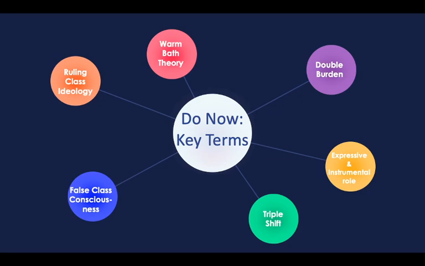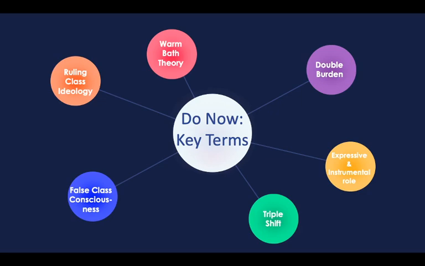So be careful not to get too confused. A lot of people think the double burden is domestic work and emotional work. It's not. It's domestic work and paid work. So the expressive and instrumental roles. The expressive role provides care, love, and affection, security, and all the necessary emotional support. And the instrumental role is the breadwinner.